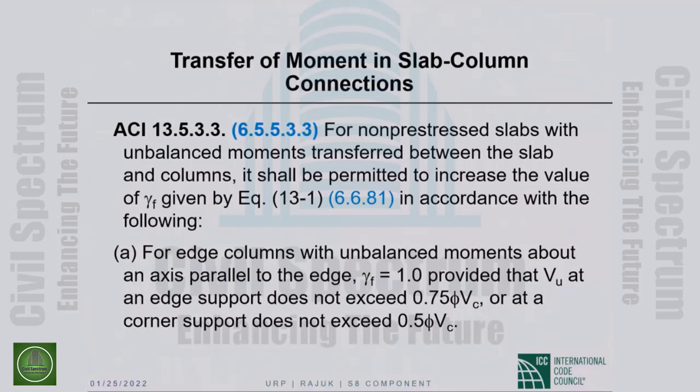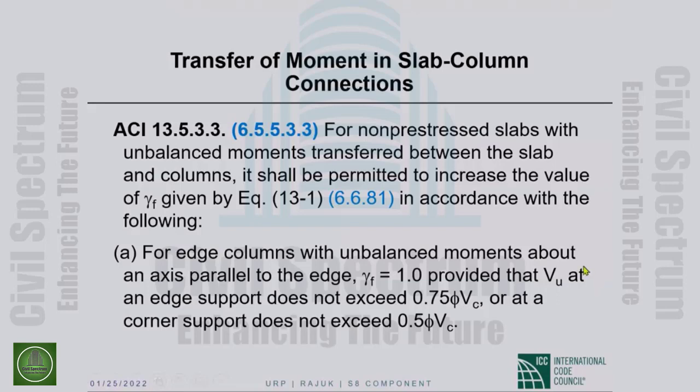so this is the part that I emphasized yesterday that Jacob Grossman brought into the code, some flexibility. So at the edge column, if we have a gamma sub f of 0.6, because we have a square column, that 0.6 can be increased all the way up to 1. We can transfer the entire unbalanced moment by flexure, leaving nothing to be transferred by shear.